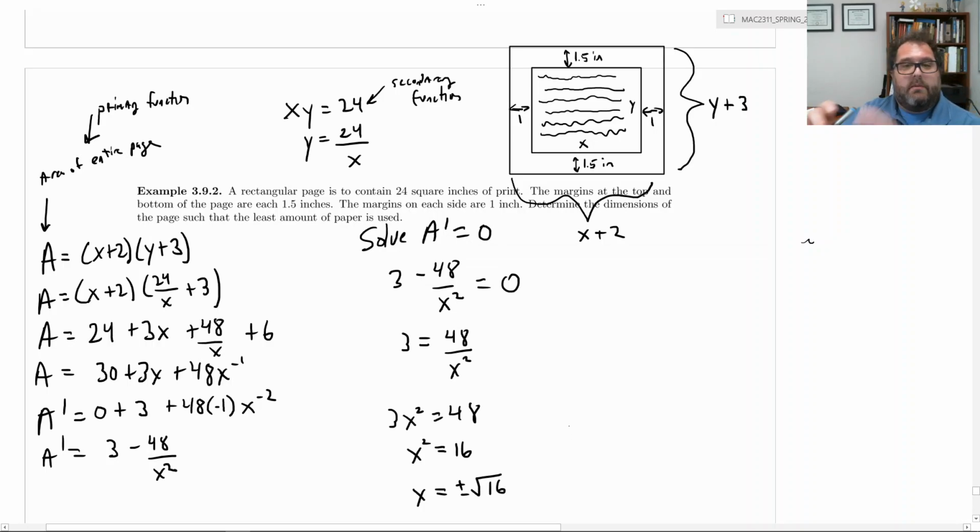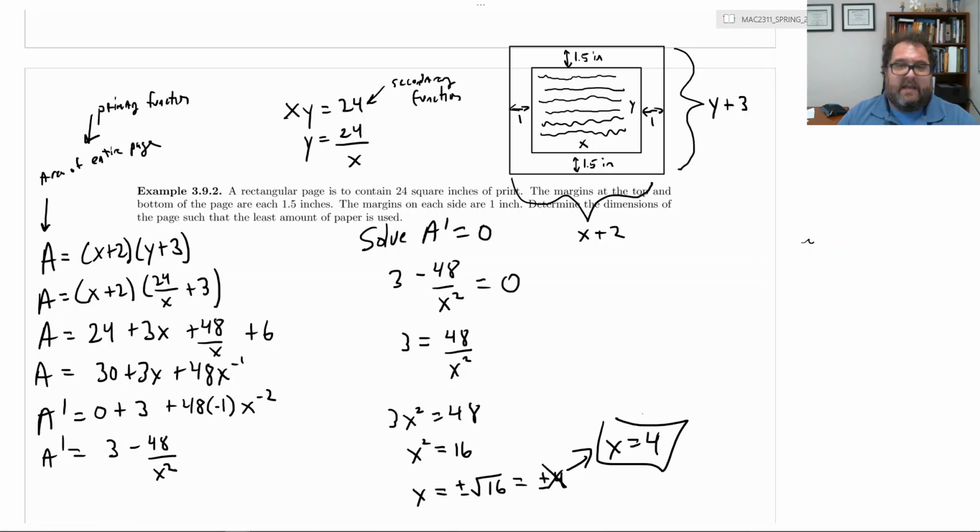Now, what is x here? Remember, x is the side of the printed area. In other words, it's a length. Although there are two solutions here, plus and minus 4, clearly we toss out the negative solution because we're looking for a length measurement. So we only go with x equals 4. We don't care about the negative solution, because again, a length is always going to be a non-negative measurement.